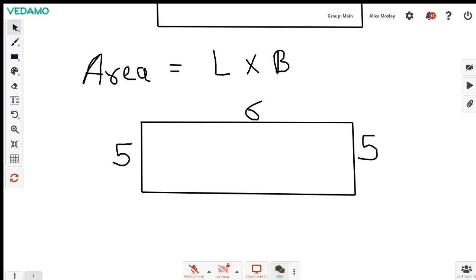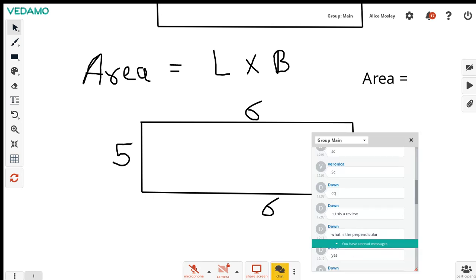Can you all in the chat box find me the area for this rectangle? Can you all find me the area? So I got the answer from Ms. Dawn. It's going to be 30. Okay, I got the answer from Mr. Dwayne. Let's see what others get. Mr. Raymond got 30. Miss Veronica?